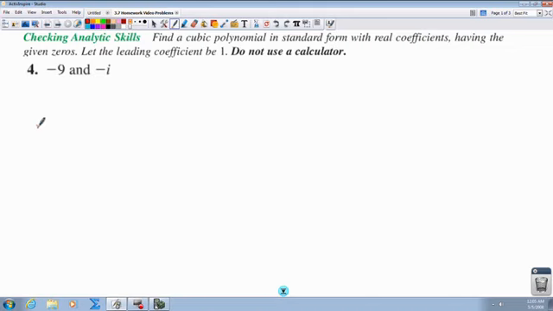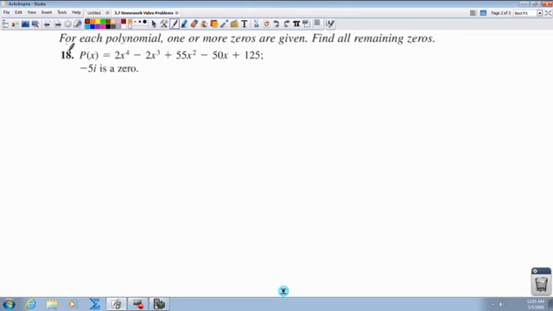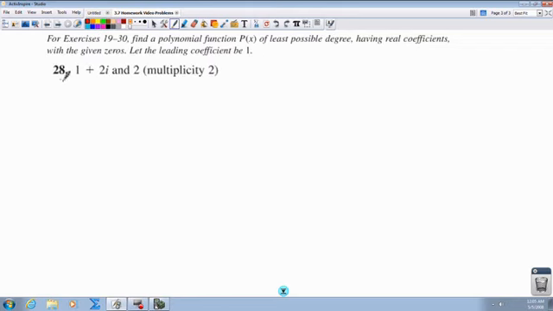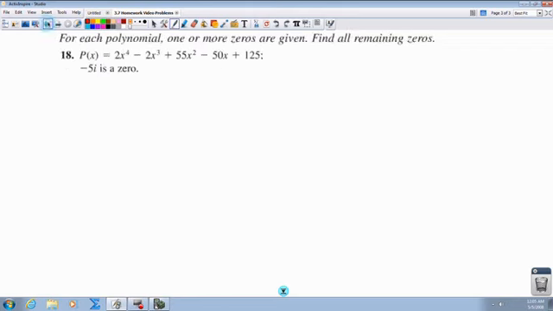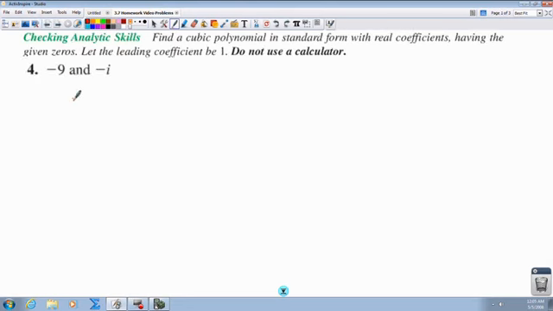Hi, today we're going to do some video practice problems for lesson 3.7, and we're going to do problem number 4, problem number 18, and problem number 28. If you need to fast forward through the video to get to a certain problem, go ahead and do that. Number 4 says, find a cubic polynomial in standard form with real coefficients having the given zeros.